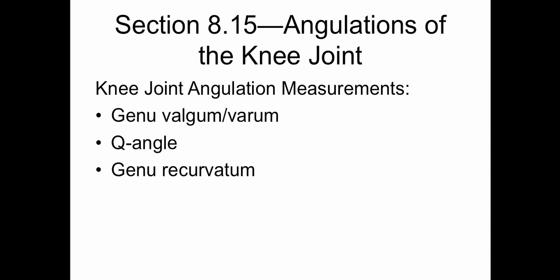Because the components of the knee joint, femur, tibia, and patella, are not arranged in a straight line, 3 angles can be measured between them: the genu valgum/verum, the Q angle, and the genu recurvatum. The genu valgum/verum angle is the angulation of the femoral shaft relative to the tibial shaft within the frontal plane. Genu valgum is an abduction of the tibia relative to the femur in the frontal plane. Genu verum is an adduction of the tibia relative to the femur in the frontal plane. Genu recurvatum is a hyperextension of the knee.